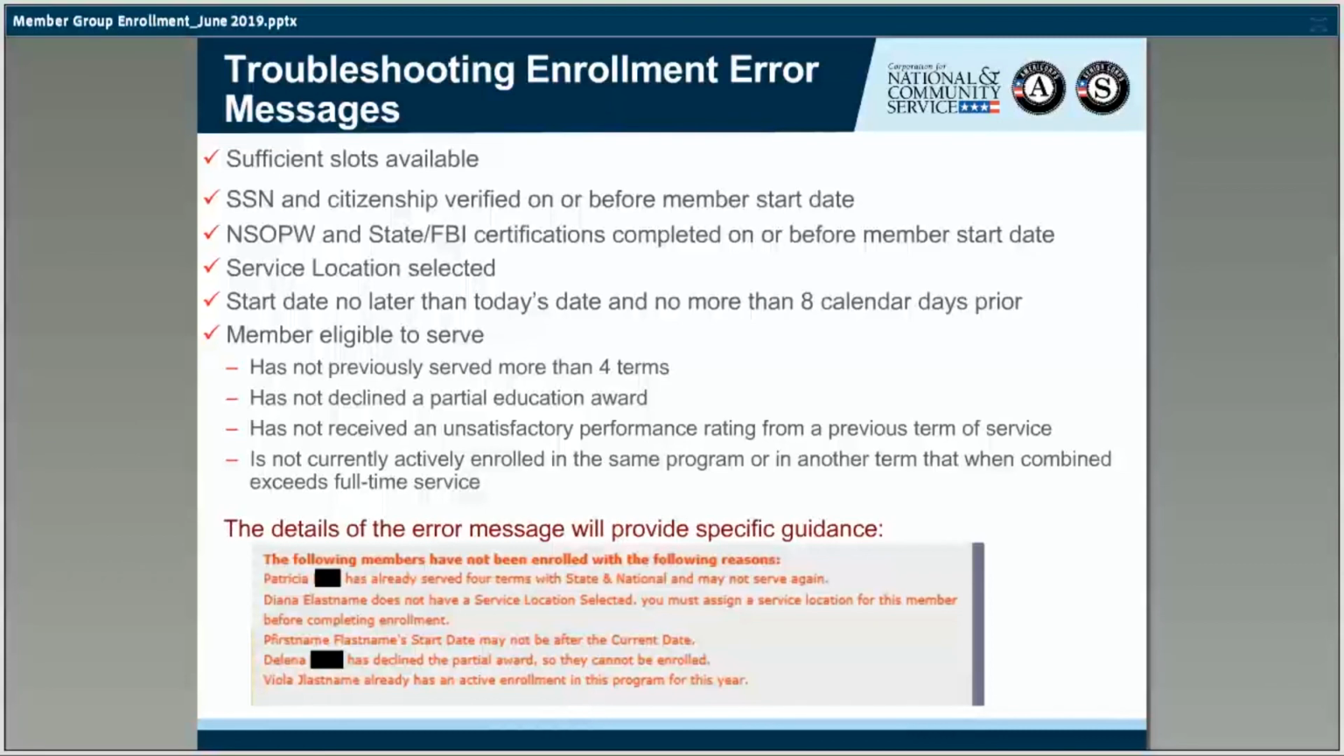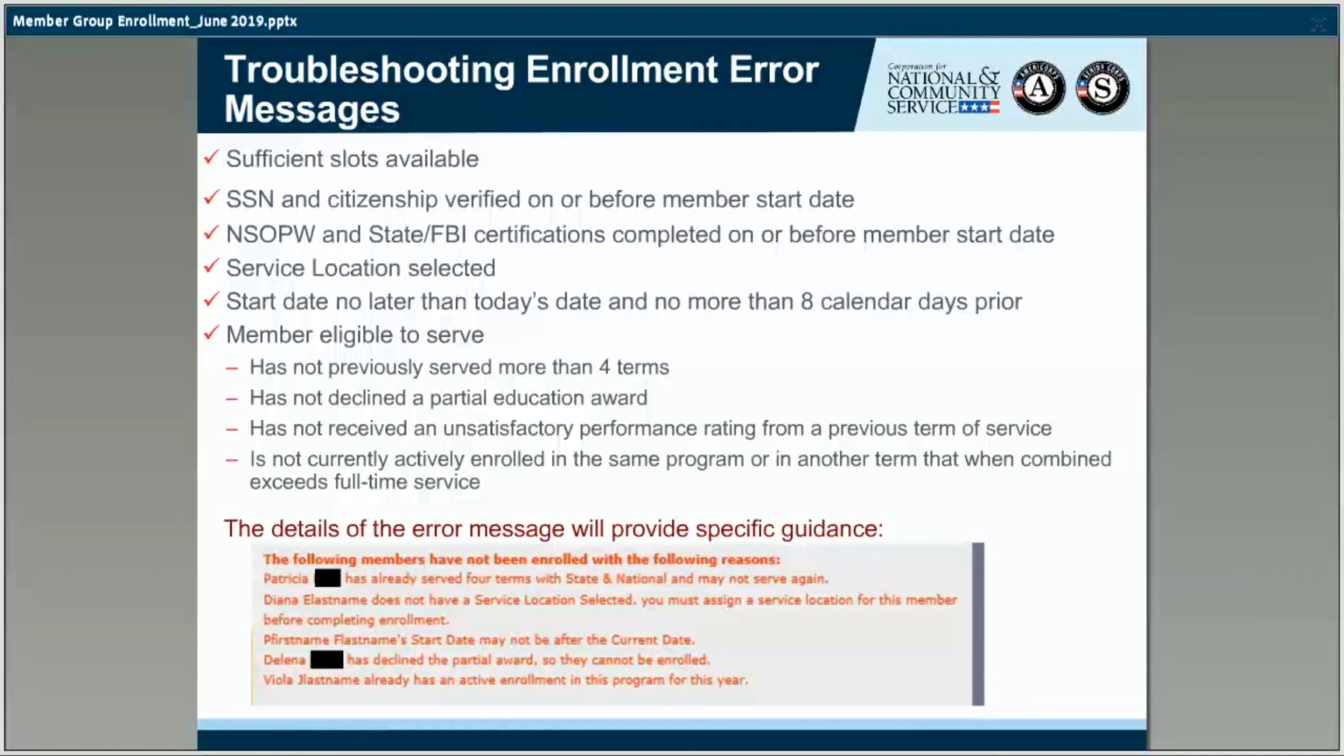Troubleshooting. There are a number of reasons why member enrollments might not be successful, and some of those possibilities are listed here on this tab. It could be that the program doesn't have enough slots available to enroll all of the selected members in that particular slot type. It could be that the start date was entered wrong, or that the program staff forgot to select the member's service location.